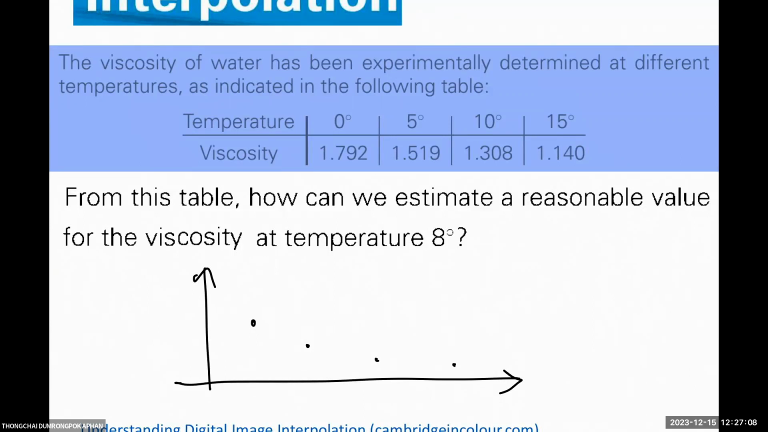Okay. So now we try to find the viscosity at 8-degree temperature. So that's why we want to connect all these values. So maybe we can connect that by a straight line. Okay. A straight line, which is the polynomial of degree 1. If you have a straight line that is parallel to the x-axis, it's polynomial degree 0. Okay.